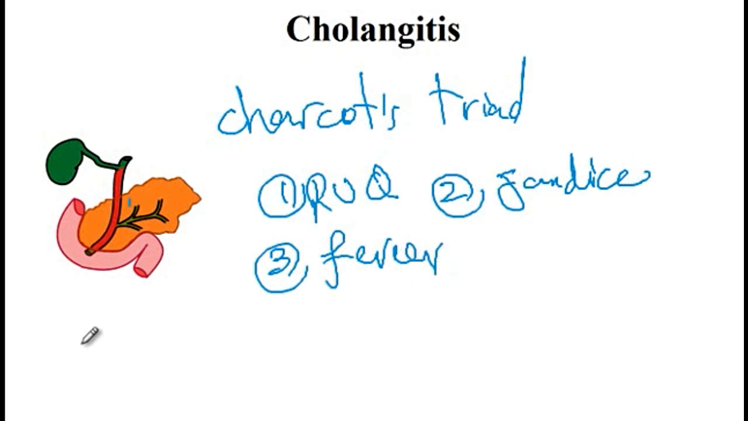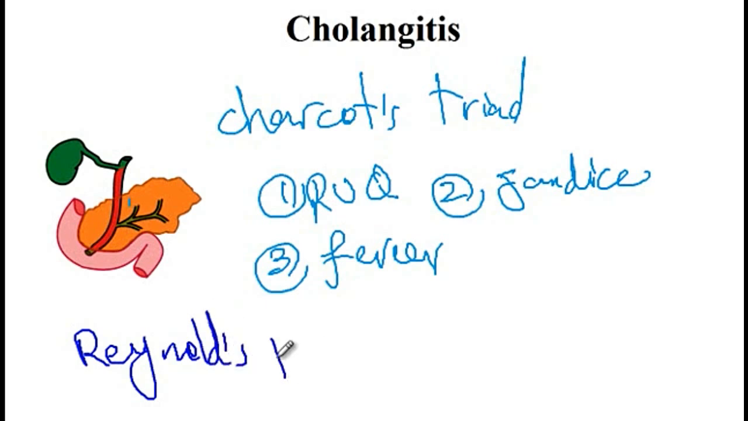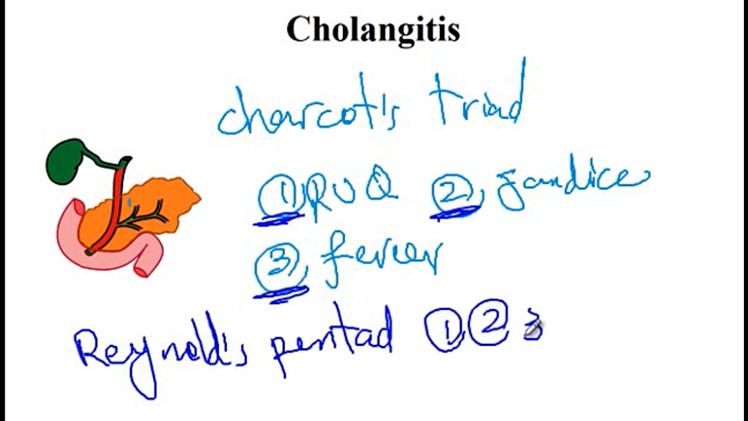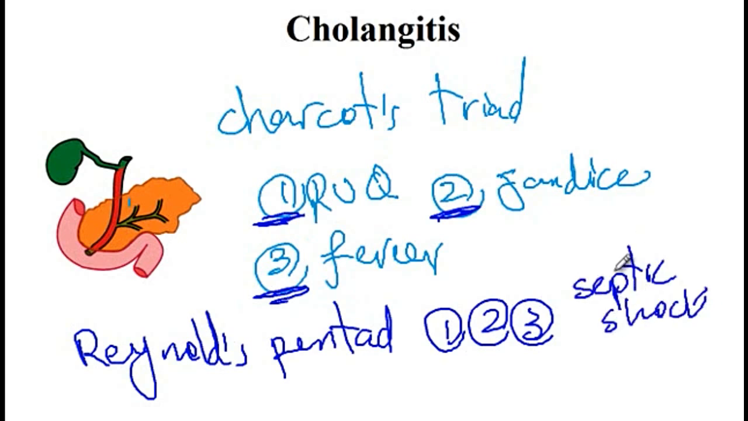And then some may also present with a Reynolds' pentad, where all of Charcot's triad would be present. So 1, 2, and 3 would be present, in addition to the septic shock, as well as an altered mental status.